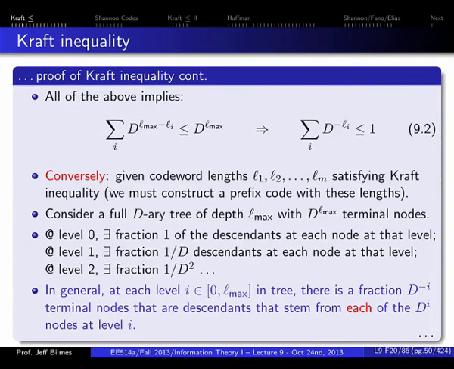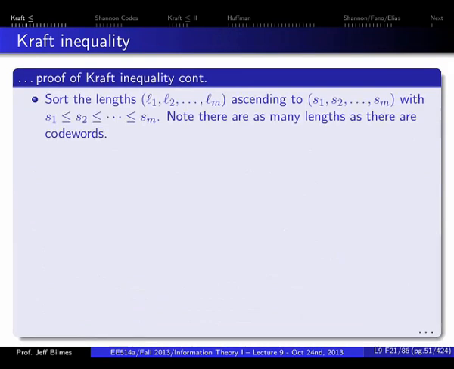And basically, what we're going to do is use these fractions. We're going to use these lengths and consume a given set of fractions of the total number of descendants. Then we're going to sum up the fractions and show that the fractions don't sum up to more than 1. So remember, we've got a set of lengths that satisfy Kraft. Kraft is satisfied. So let's sort the lengths in increasing order.